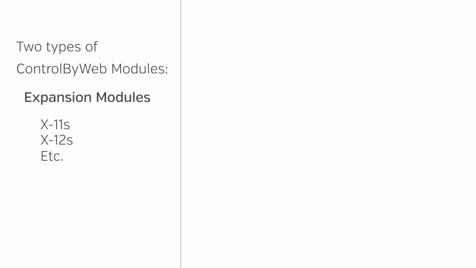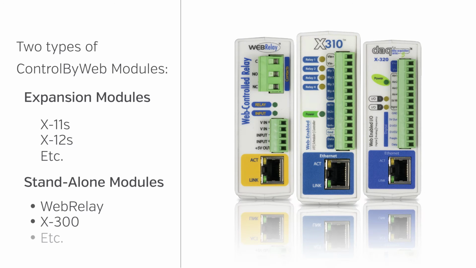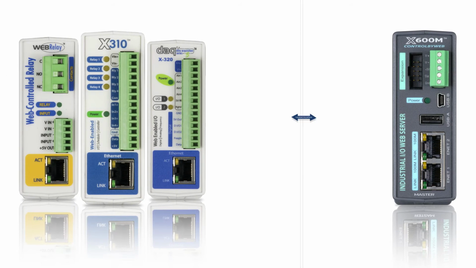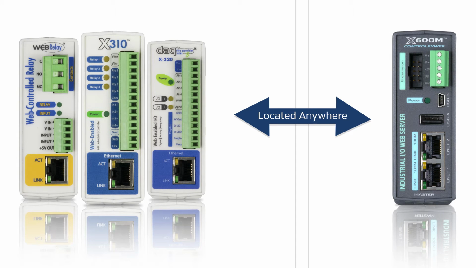The second type of I/O modules, which can be used with the X600M, are all of our existing standalone Ethernet modules that we have offered for many years. Although these modules can be used as standalone devices, they can also be used as slave devices to the X600M. These modules also include relays, analog inputs, digital inputs, and more. The advantage of these devices is that they don't have to be physically located next to the X600M. They can be located anywhere on the local network or even anywhere on the internet, as long as you properly configure access to your network routers.